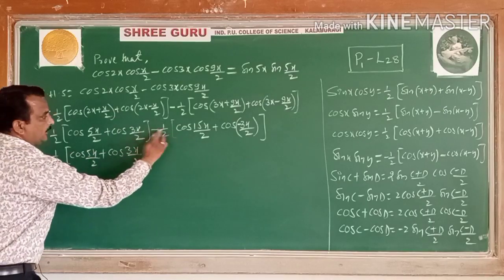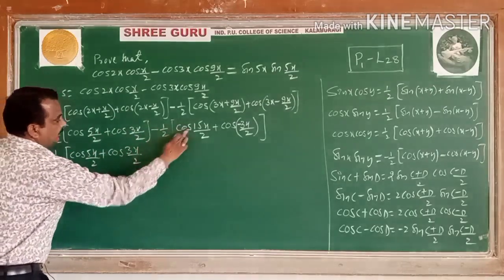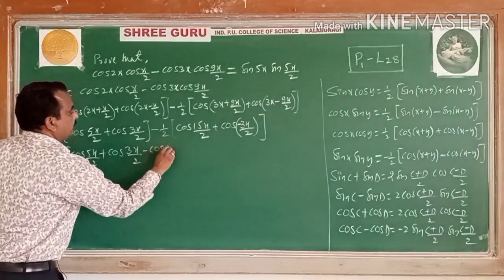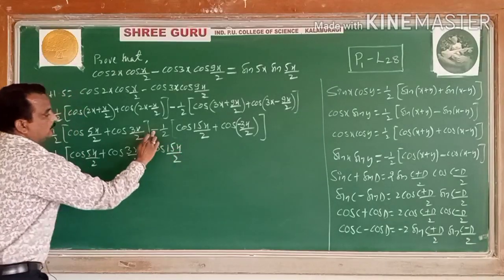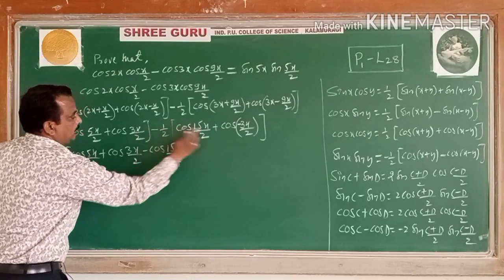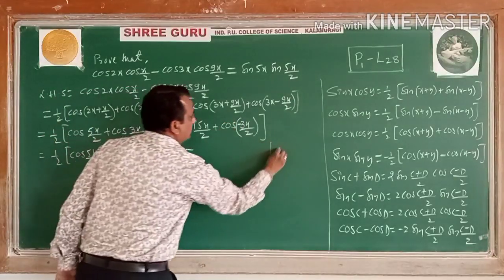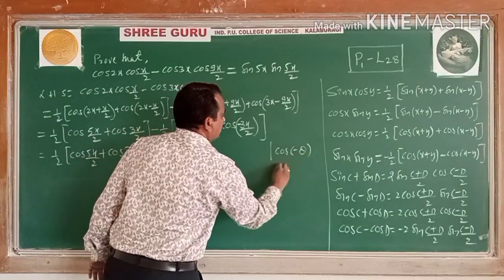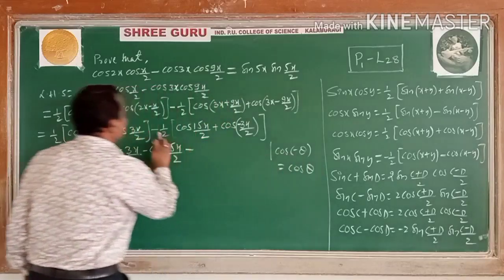Then taking inside a bracket, this one is taking 1 by 2. This is minus sign, minus cos 15x by 2. This is minus of, plus here, minus it is also. What is cos of minus theta? Is it a plus cos theta? This minus sign stays as it is.